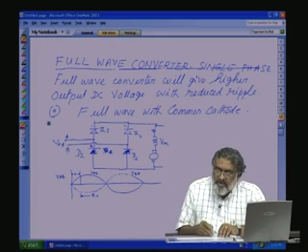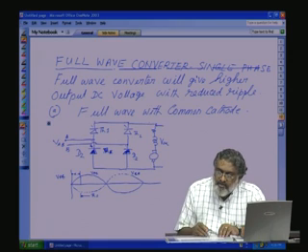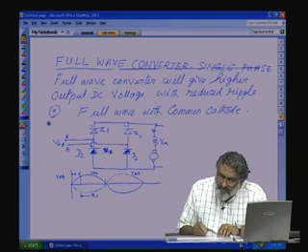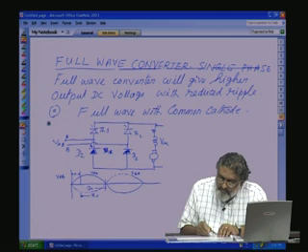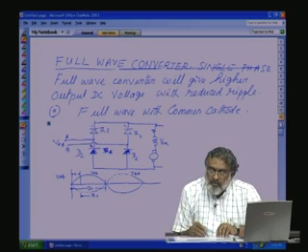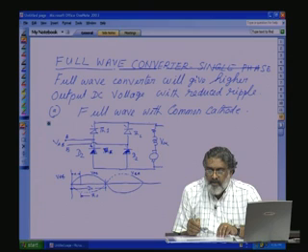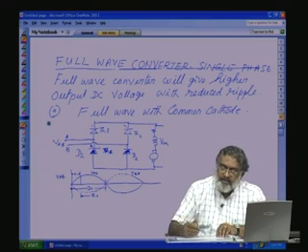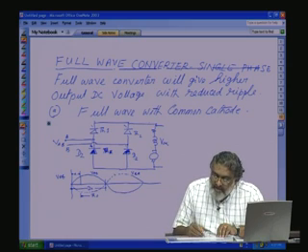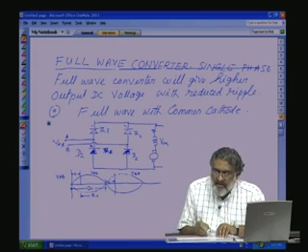This D2 will conduct whenever this point is negative with respect to this point. That means during the full negative portion, that is VBA, D2 will be conducting. So, when the voltage VAB comes to 0, what will happen? D2 was conducting, TH1 was conducting. Now we will be firing the next thyristor TH2 here, with the same alpha from the 0 point.